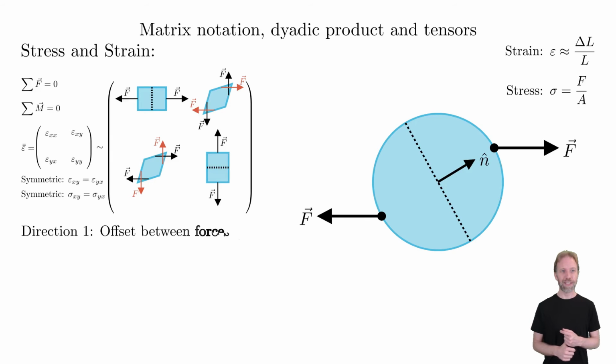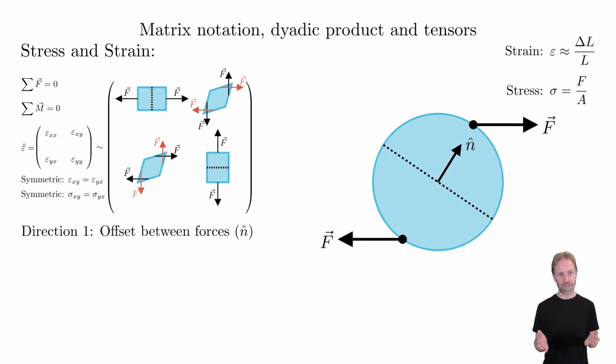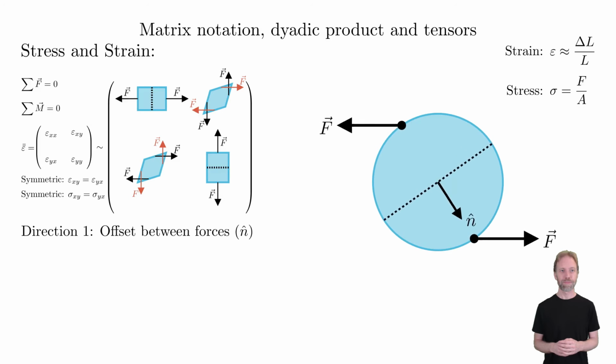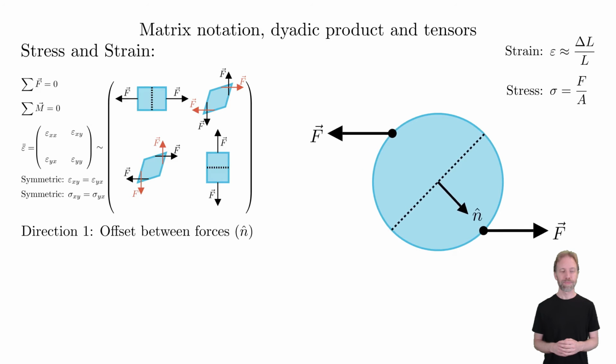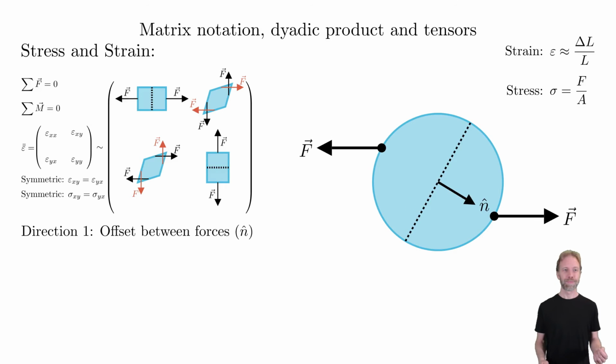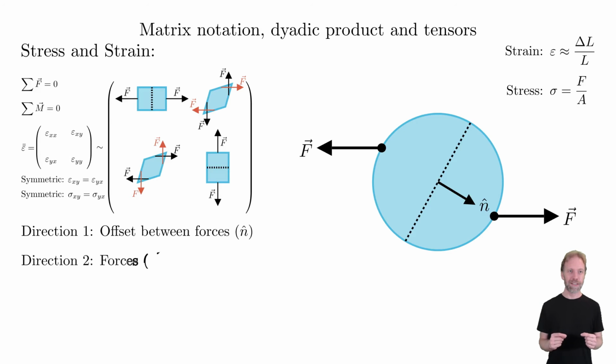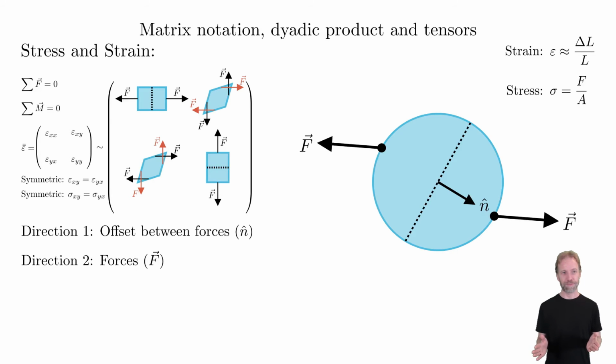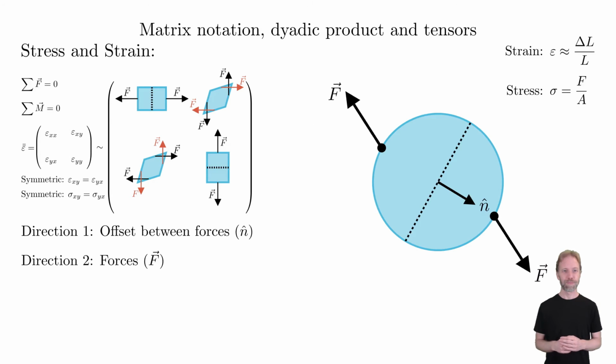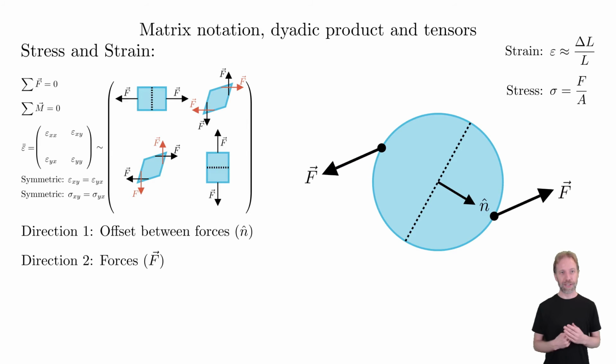Our first direction will be the offset between the points, which is the same as the direction of the normal vector. Our second direction will be the direction of the force vector. And we have two directions we can vary, hence a tensor of rank 2.